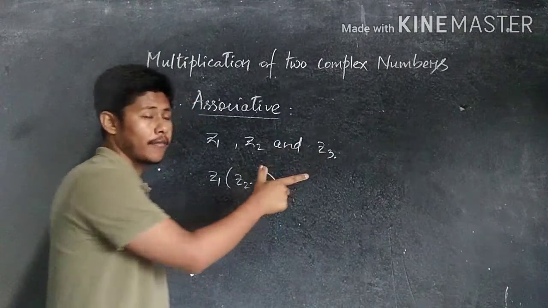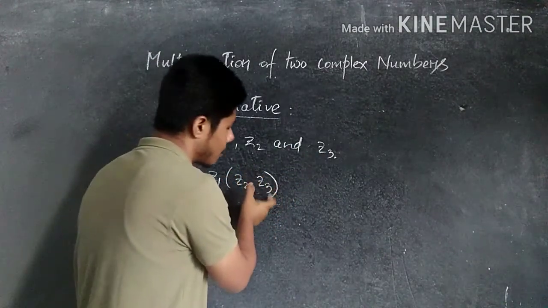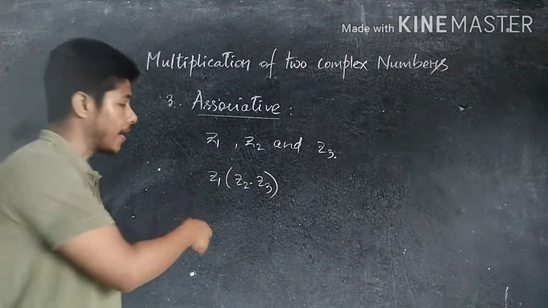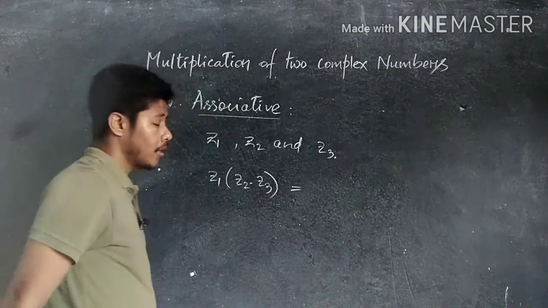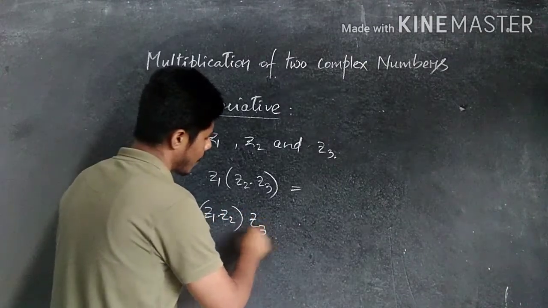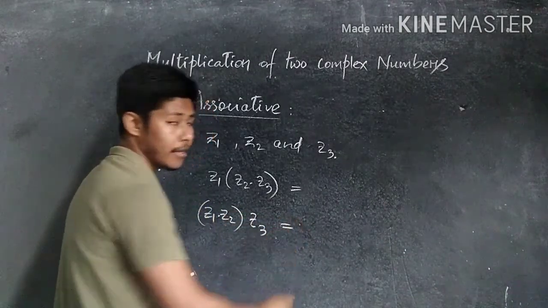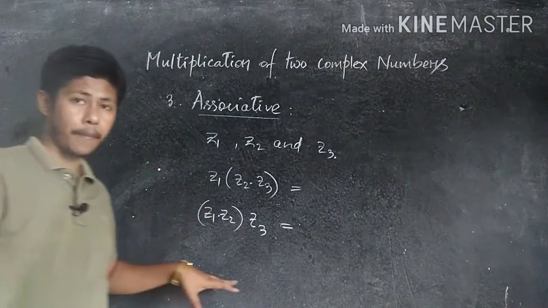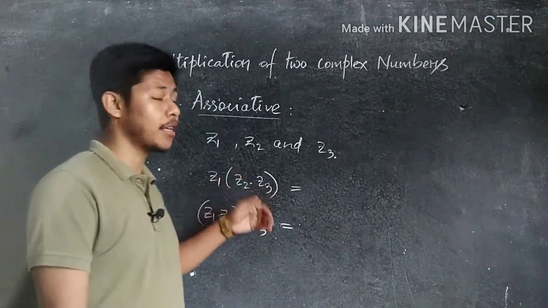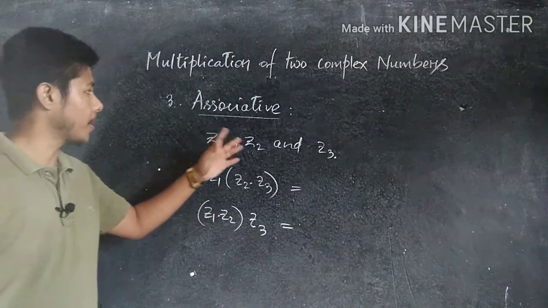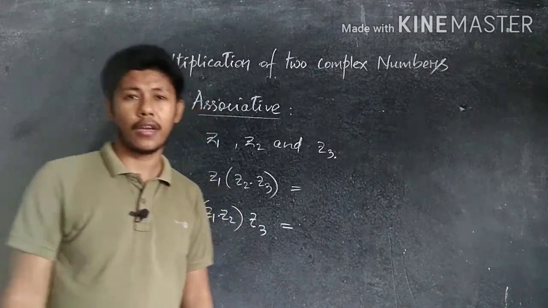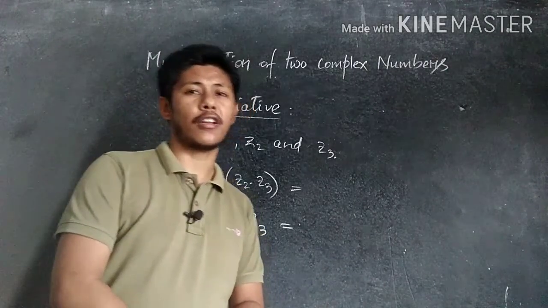So three complex numbers are given to us. First of all, z2 and z3 we multiply, and after that whatever result we get, we multiply with z1, and we get some result here. In the second case, if we multiply z1 and z2 first, and then multiply with z3, then also we get some result. If both the results are the same, then we can say yes, these two multiplications are the same. So that means the multiplication of three complex numbers satisfies the associative condition.